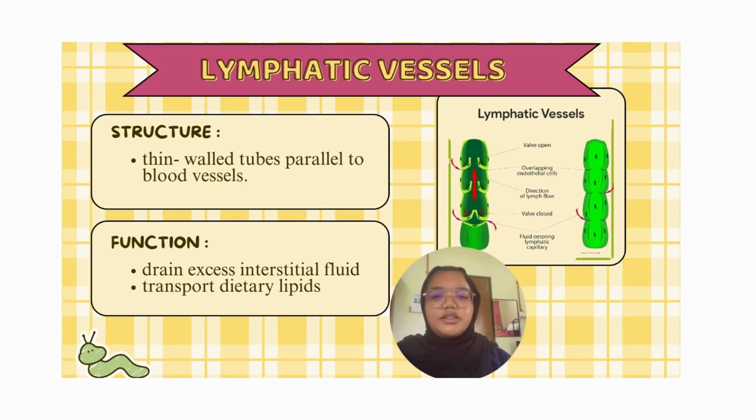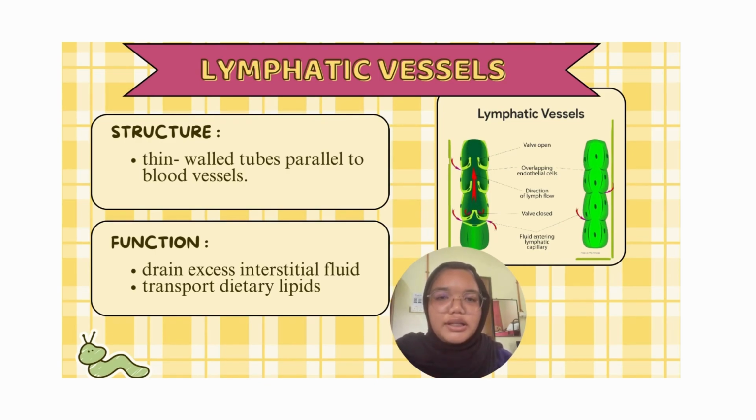For the first function, draining excess interstitial fluid, the lymphatic vessels drain excess interstitial fluid from tissue spaces and return it to the blood. This function closely links it with the cardiovascular system. Without this function, the maintenance of circulating blood volume would not be possible.